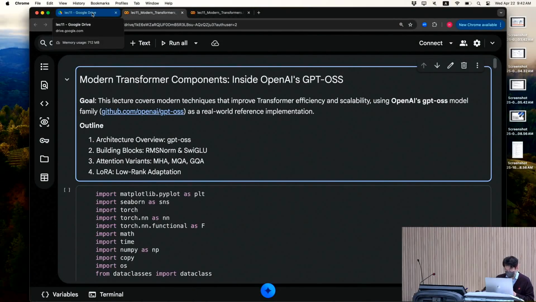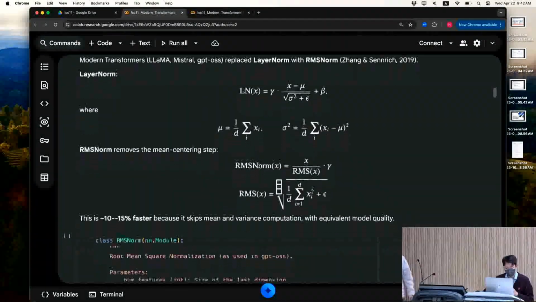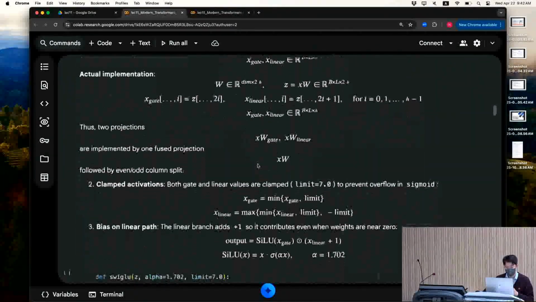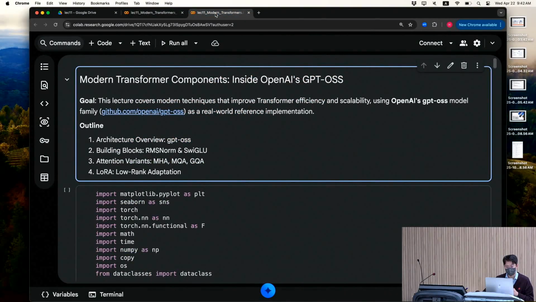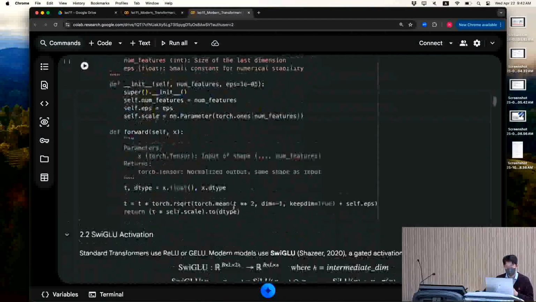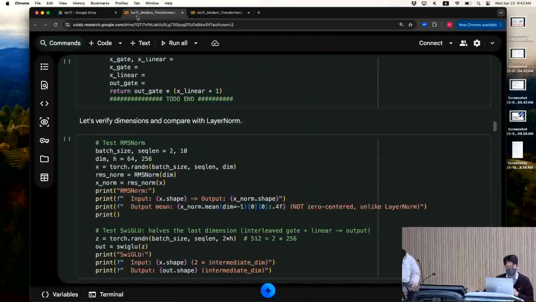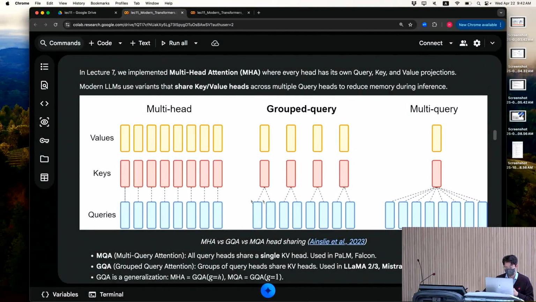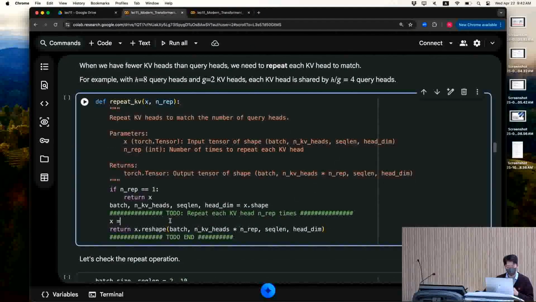So let's do a brief review. Last time, where did we leave off? We talked about the RMS norm, SwiGLU implementation, and we discussed the idea behind multi-head, group query, and multi-query attention, and we didn't quite do the to-dos here, right?